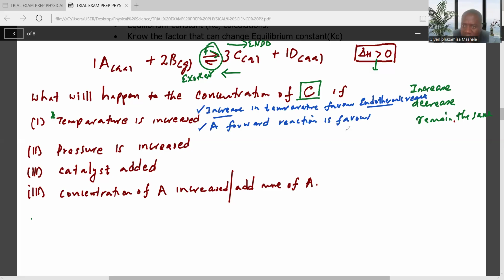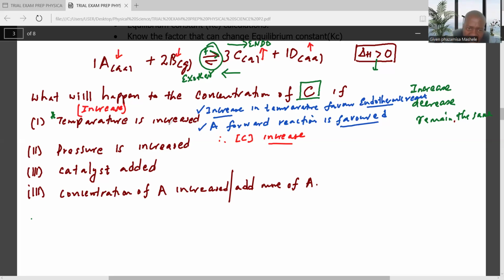And guys, when we say something's being favored, it means that side is the one which is increasing. So when we say a forward reaction is favored, it means the concentration of C and also D will increase, whereas B and A decrease, because we are favoring the forward. So what is the answer therefore? Therefore, the concentration of C will increase. This is the answer. So the answer for this one is increase.